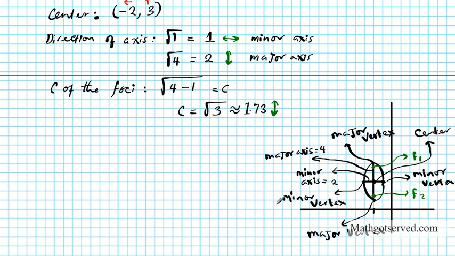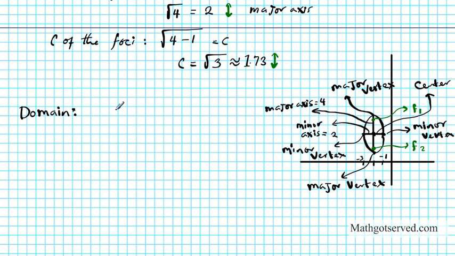Now to finish this off, we're going to state the domain and the range. The domain is basically the horizontal span of your graph. So if I trace this down here, you notice I'm going from -3 all the way to -1. So my domain along the x-axis is -3 is less than or equal to x, and that's less than or equal to -1.